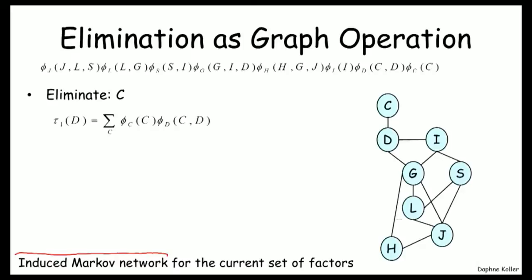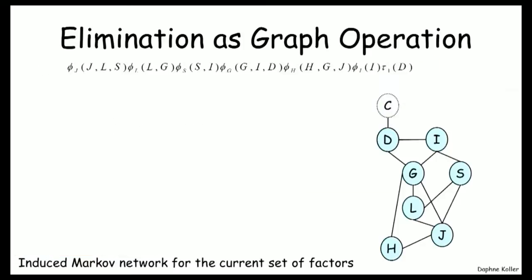And so first, eliminating C is changing the set of factors. It removes these two factors over here from the set and introduces a new factor, tau 1 of D. So the induced graph is now going to look like the following. We've taken C out, and the remainder is the induced graph over the set of factors. Okay? Now we're going to continue.